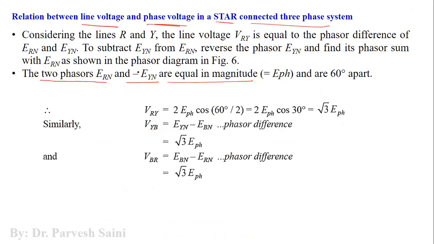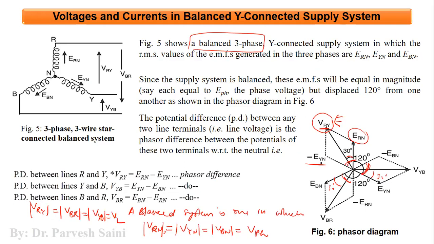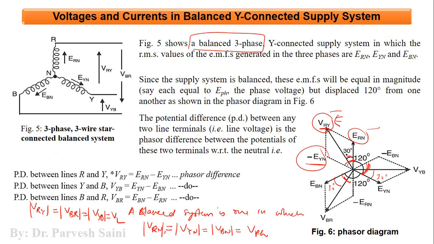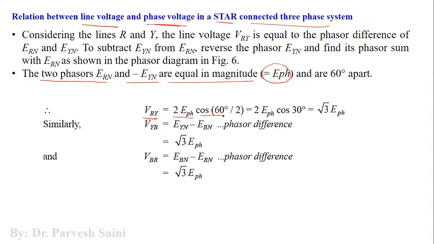So any line voltage is basically the phasor difference of two phase voltages, right? Phasor difference of two phase voltages. So we can simply use the phasor algebra in this particular case, and by using phasor algebra, we will get that it is equal to 2 EPH, where EPH is the phase voltage basically, right? Cosine of 60 by 2, because the angle between any phase voltage and the line voltage is 30 degree. So it is 60 degree by 2. So it is 30 degree. So it is root 3 into EPH, right? Now similarly, VYB is also, because it is the phasor difference of these two phase voltages, equal to root 3 EPH, and similarly this one.